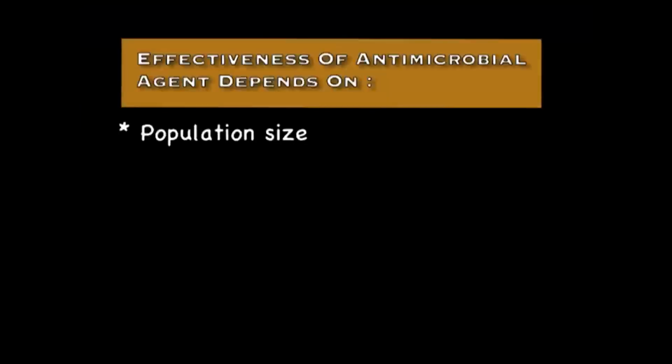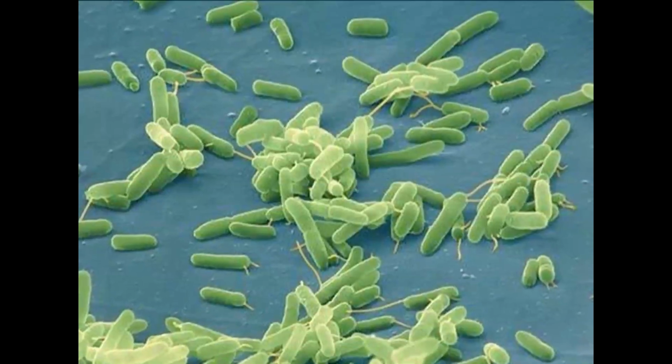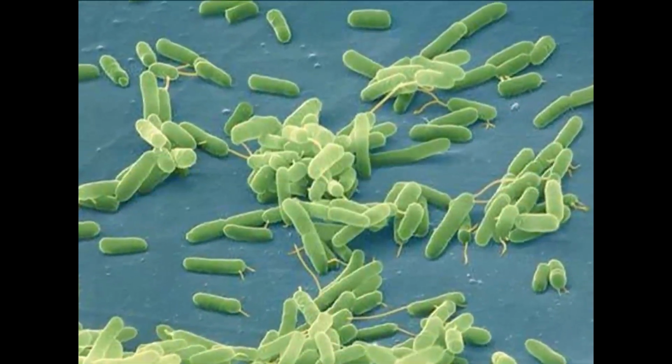I will be discussing with you the different factors on which antimicrobial agents depend. So, number one factor is called the population size. Population size means as soon as the microbial titer increases, obviously the duration of the time needed to combat those microorganisms will increase. So, number one factor is population size.